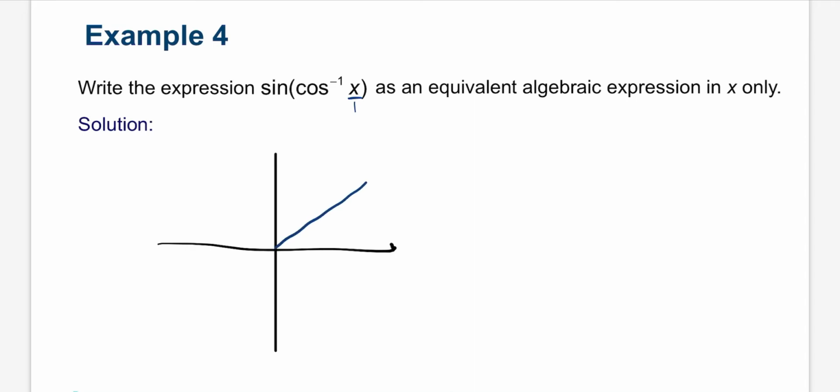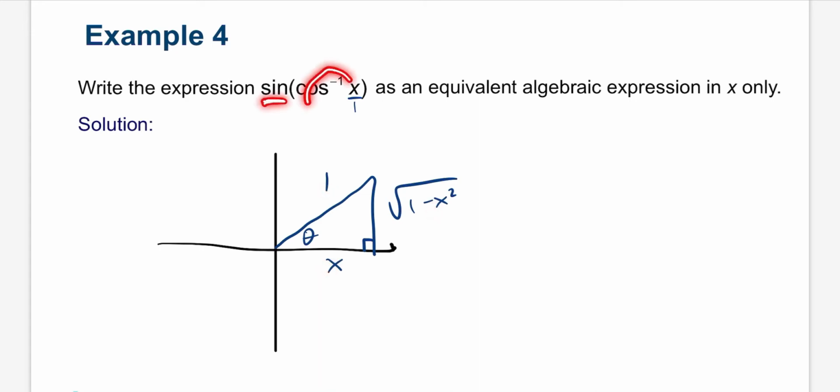So this would be our theta, we'll call it theta. And this would be adjacent over hypotenuse. If you do the Pythagorean theorem, you're going to get the square root of 1 minus x squared. So I just did this, the Pythagorean theorem: a squared plus b squared is equal to c squared.